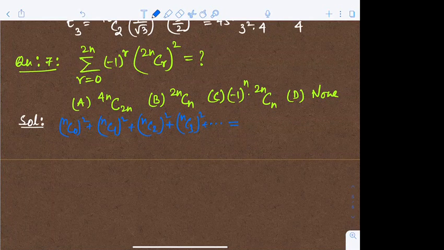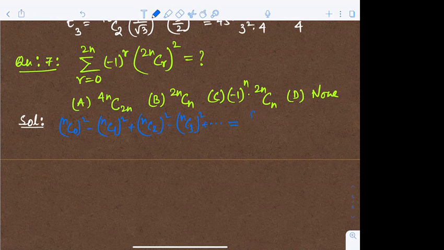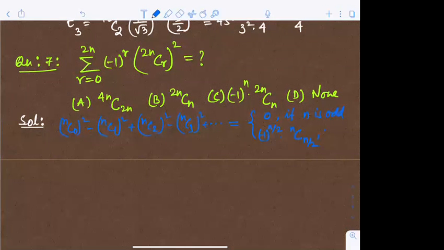This value is 2ncn. If there is plus sign, if there is minus sign, then what will be the value? Then there are two values. It is 0 if n is odd. It's minus 1 to the power n by 2 into ncn by 2 if n is even. This is the result.